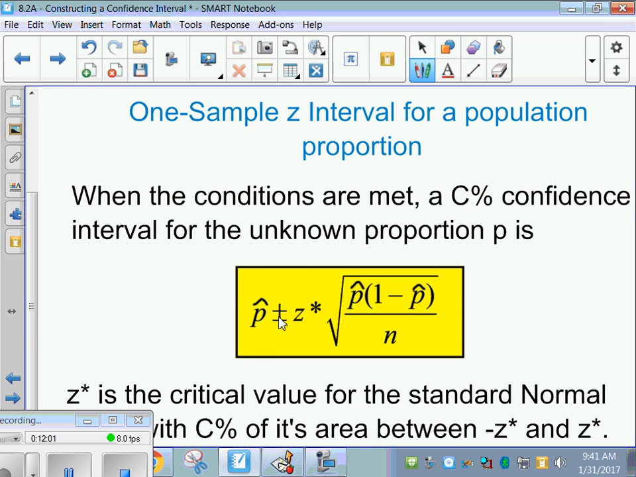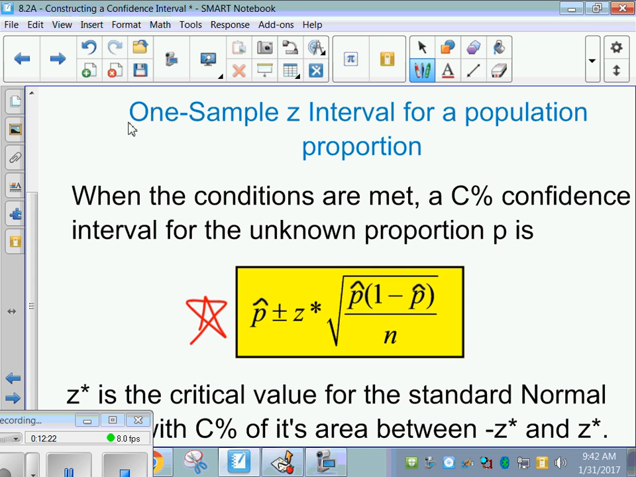So p hat is the statistic, plus or minus the z number right here, this little z star is our critical value, which we're going to talk about, and times the standard deviation formula. So this formula is really important, and you want to make sure you know it.